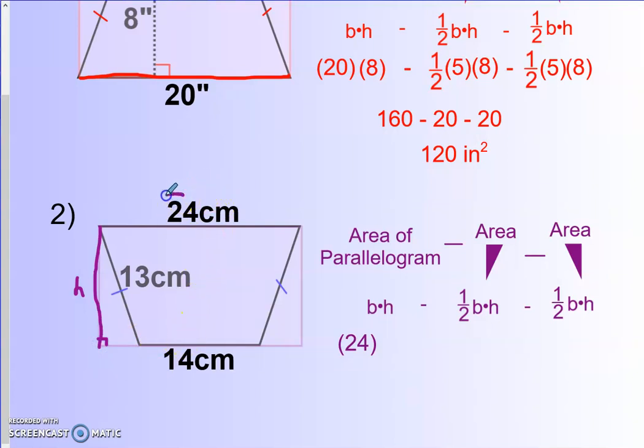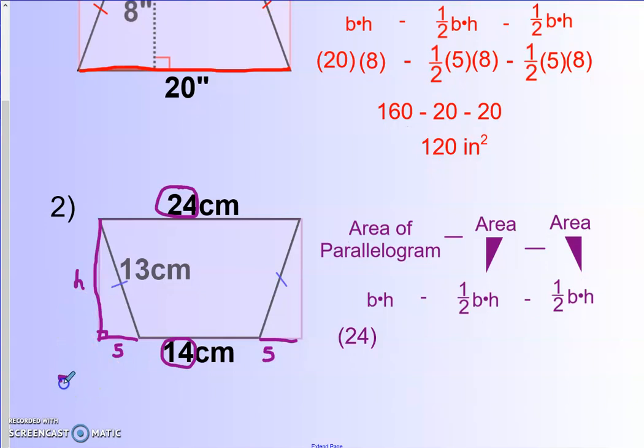Well, if you'll notice, with this being 24 and this being 14, they differ by 10. And if we split those up, that would mean this is 5 and this is 5 over here. And that lets us use the Pythagorean Theorem. We know 5 squared plus h squared is 13 squared. And so we can use the Pythagorean Theorem on this triangle to the left to find h. And long story short, it turns out h is going to be 12.